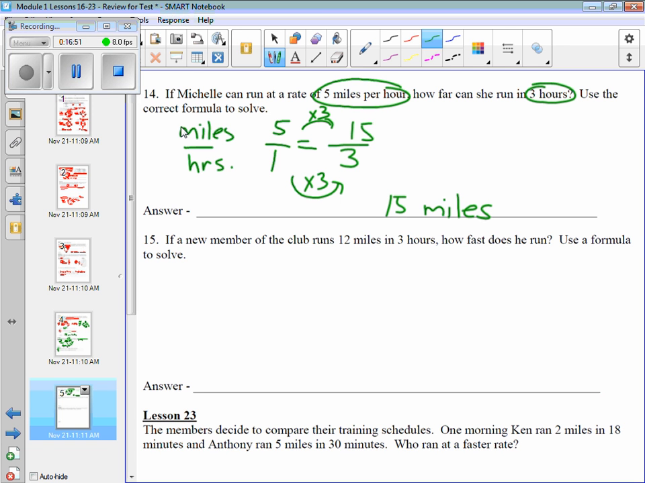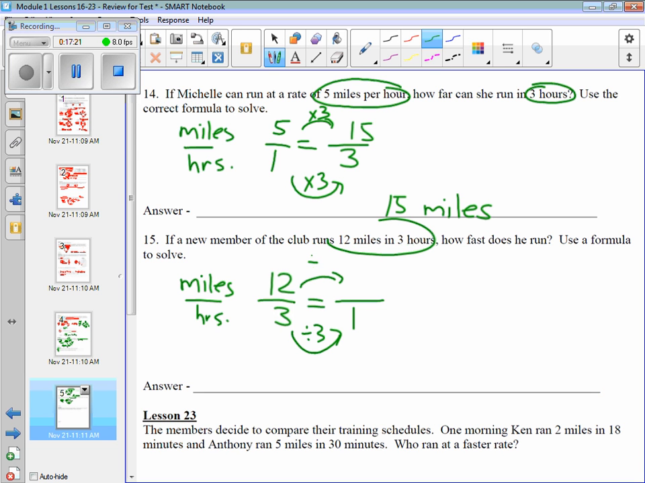For number 15, same thing. Miles over hours. Use TRF again. 12 in 3. Equals 1. How fast does he run per hour is what we're trying to find. It doesn't say that, but that's what we're trying to do. Divide by 3. And that's 4 miles in 1 hour. Or 4 miles per hour.